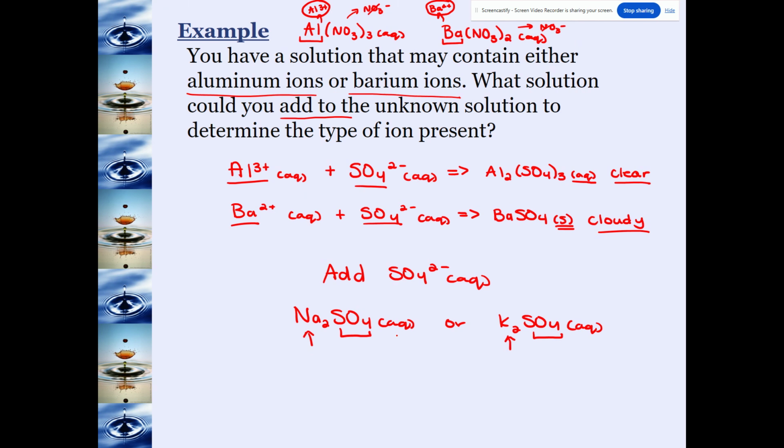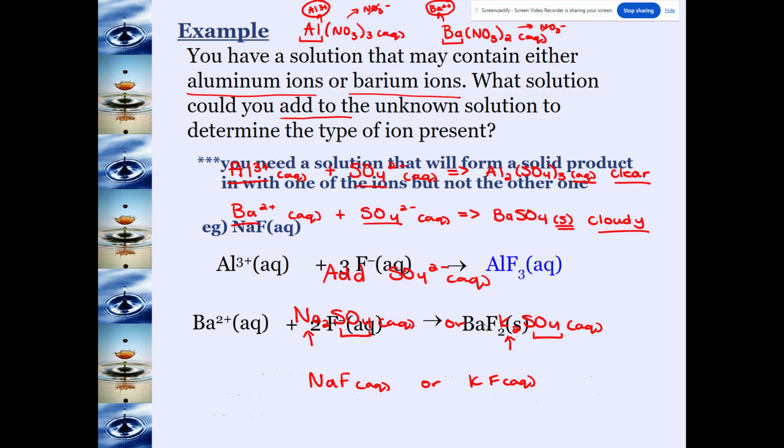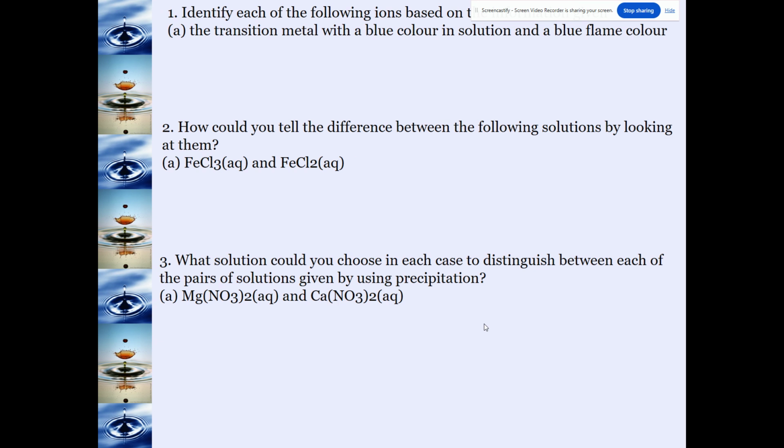Another ion that could have worked for this was fluoride. So you could have said, I'm going to add sodium fluoride or potassium fluoride, for example. Again, sources of fluoride ions, because when aluminum and fluoride come in contact, they stay aqueous ions and keep the solution clear. But if barium was present, barium fluoride would again cause a precipitate to form and make the solution turn cloudy.